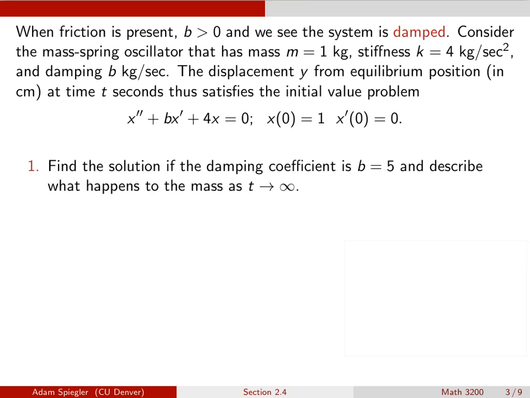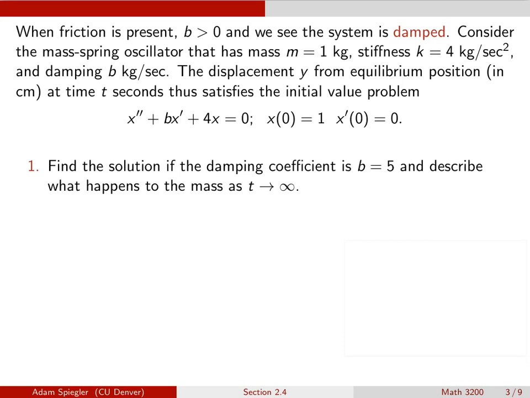So now if we want to find the solution, we're starting with an initial displacement of 1 unit to the right and no initial velocity. So we're just going to pull it 1 unit to the right and then let it go, not give it any initial push or pull.